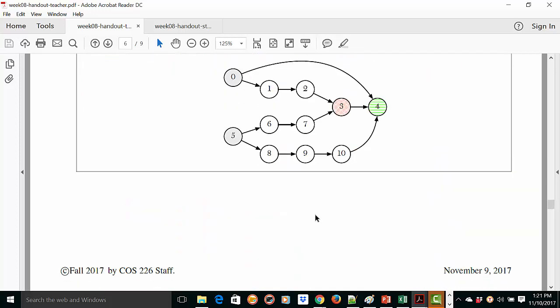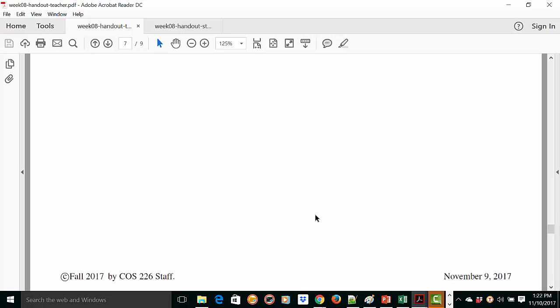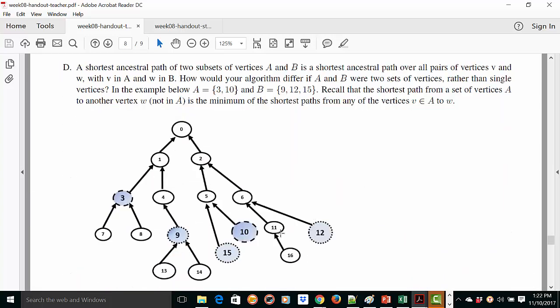And then the next part of the precept is talking about this idea where you want to find the shortest ancestral path between two sets of vertices. So A contains 3 and 10, B contains 9, 15, and 12. So what you want to do is to find the BFS from these nodes to all of these things and find the shortest one. You consider this as a set of things, so you find the minimum from any one of these sets to be the one that's going to work.